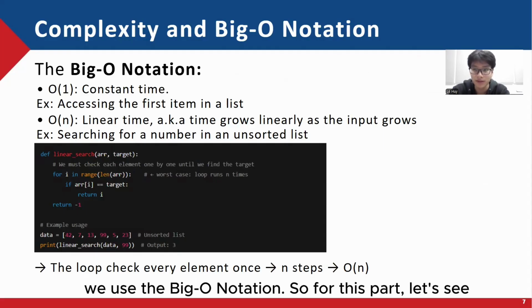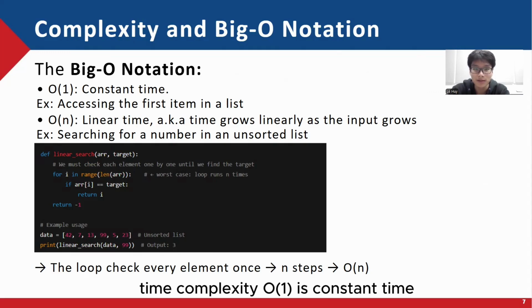For this part, let's say time complexity. So O(1) is constant time. An example would be accessing the first item within a list. Even if the list increases in size, whether it has n elements, n squared elements, or n plus one elements, it's still going to take the same time to access the first item in that list. So it is always constant time, always O(1).